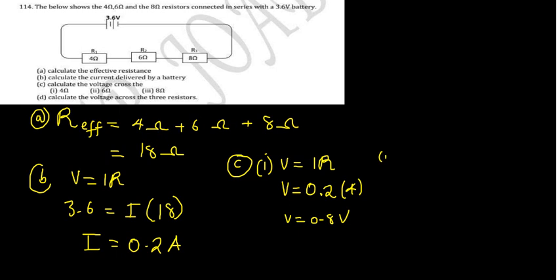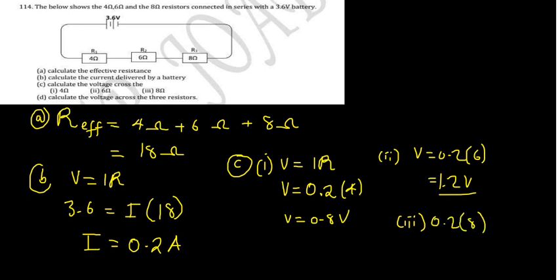And then the next voltage will be 0.2 multiplied by 6, which is 1.2 volts. And then the next one, 0.2 times 8, which is 1.6 volts.